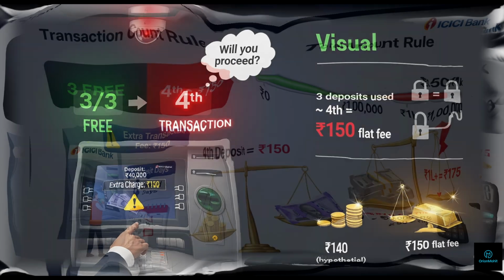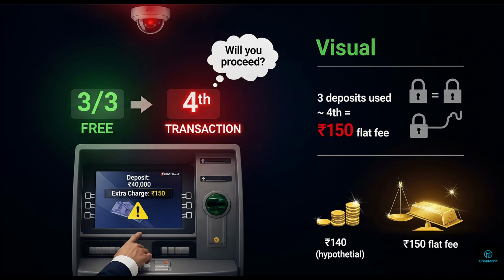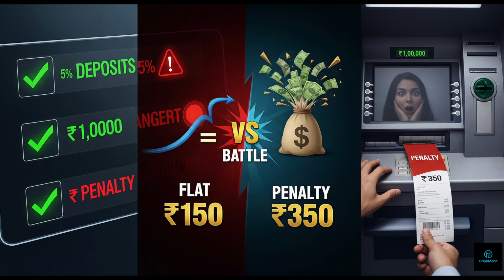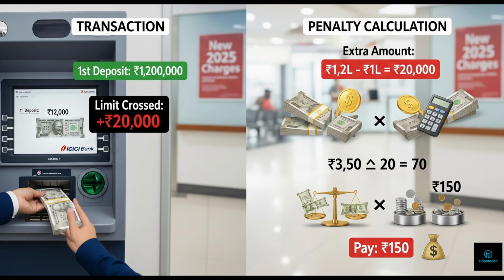Let's understand these rules with an example. For the transaction count rule, it is very simple and clear. In case 1, if the customer has already done 3 transactions and now wants to deposit 40,000 rupees in the 4th transaction, 40,000 into 3.5 is equal to 140. If we compare 140 with 150, since 150 is higher, the customer will be paying 150 rupees as a charge. In another case, if the customer wants to deposit rupees 1 lakh in the 4th transaction, 1 lakh into 3.5 is equal to 350. Compared with 150, since 350 is higher, the customer will be paying 350 rupees as a charge.